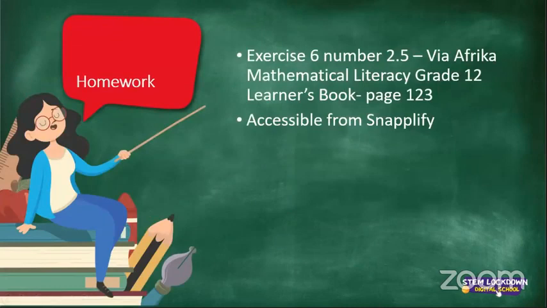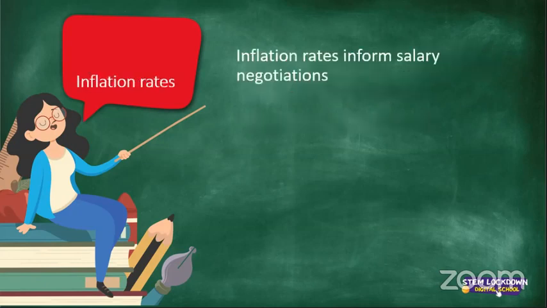Okay, this was supposed to be a homework for yesterday, which was exercise 6, number 2.5 from Via Africa, but I'll make the worksheet available for you. And then inflation rates, ne? Whilst discussing inflation rates, you'll see that the price of food items, or of general items, not just food, of items overall, they increase from time to time. It's mostly an increase in prices than we've experienced a decrease in price. A decrease in price is quite rare, if you have noticed from the graphs.